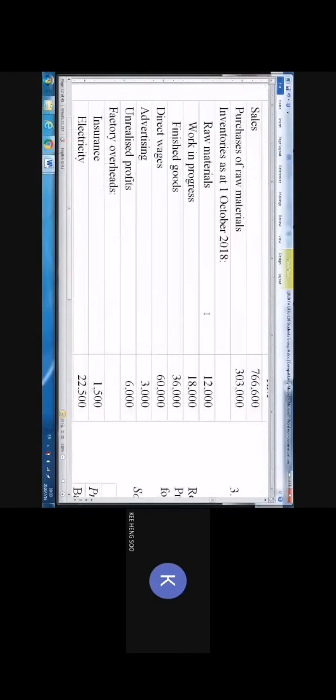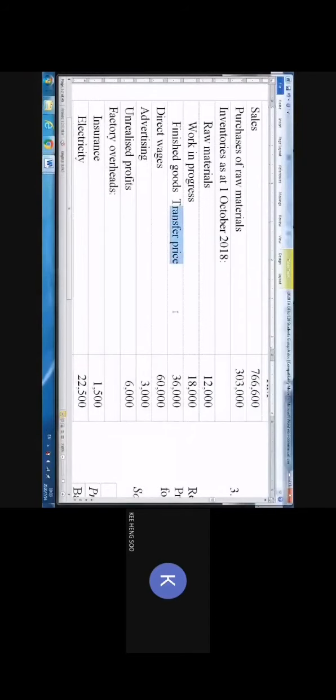This is challenging. Cost plus 20%. And your closing inventory given to you is 45,000. How about your opening inventory? Opening inventory is 36,000. This 36 is the transfer price.